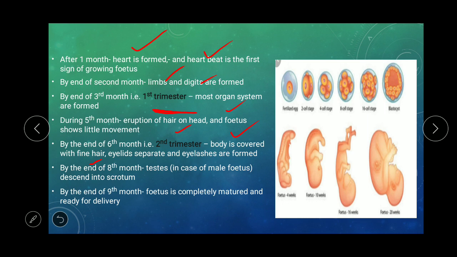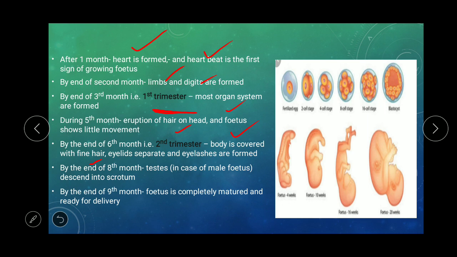Then what happens? By the end of the 8th month, the testes in the case of a male fetus descend into the scrotum. So these are the reproductive organs. The testes will descend into the scrotum in the case of a male fetus, and this takes place through the inguinal canal. If the testes do not descend into the scrotum before birth, that is by the 8th month, this will lead to a medical condition called inguinal hernia, and this is very harmful. This is treated with surgery. So the testis will descend into the scrotum by the end of the 8th month.